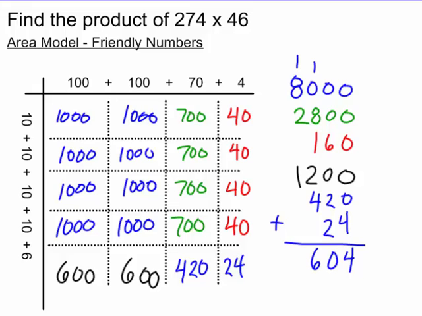And 8, 10, 11, 12, 12 groups of 1,000, so my final result here is 12,604. I know it's a big answer. We will have some other ways to solve this in the next few videos that you might find more efficient, but the area model does work.